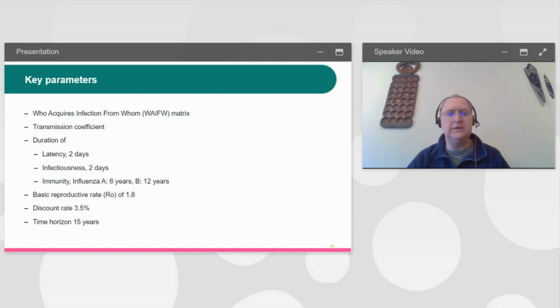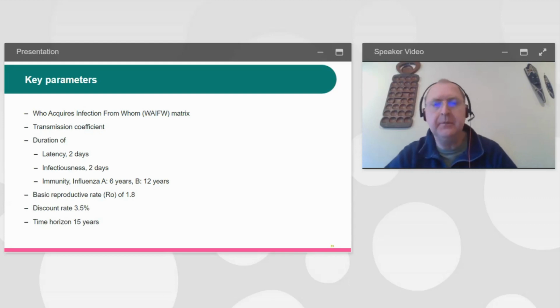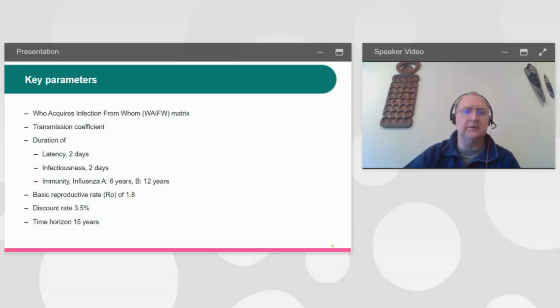All of those things can be summarized, as Maria pointed out, within a basic reproductive number, which for this was about 1.8. As this was a cost effectiveness, an economic analysis as well, the costs and benefits were discounted at an annual 3.5% rate, which is fairly standard for the UK, over a 15-year time horizon.